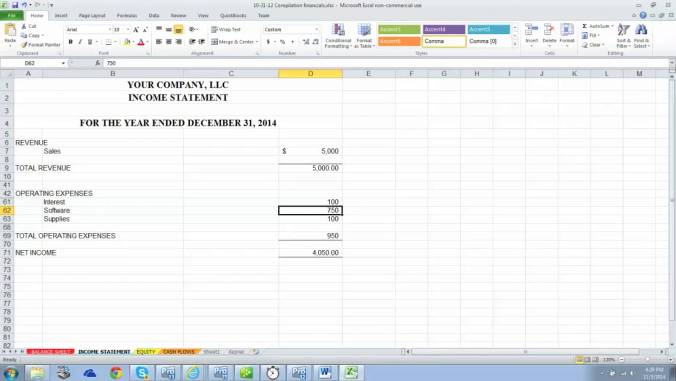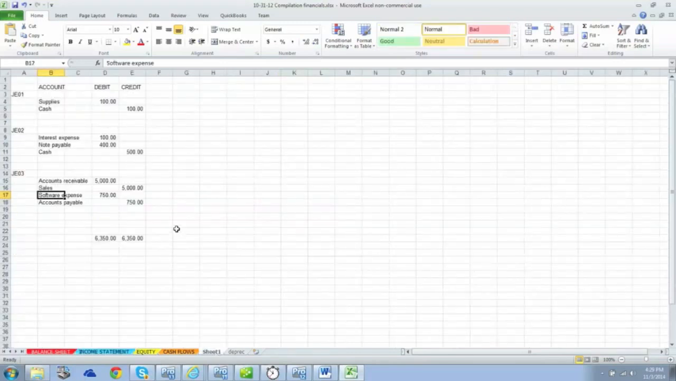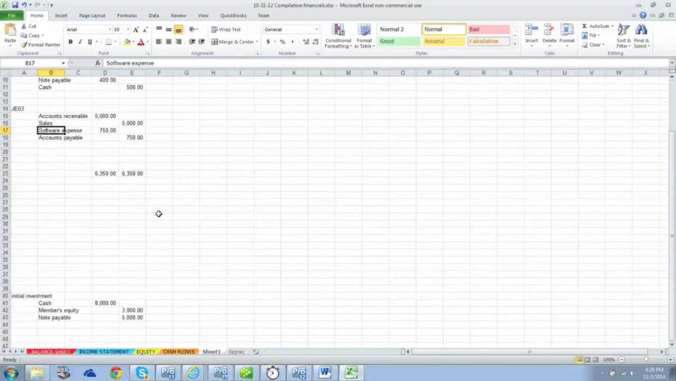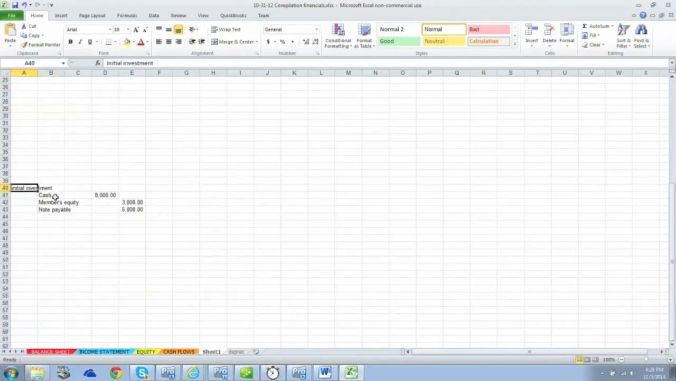And then finally, I forgot about this journal entry too. Your initial journal entry. Let's say to start your business, you had an initial investment of cash that you brought into the business of $8,000. So you're increasing the asset for $8,000. The way you got that $8,000 is $3,000 from personal funds. So you're crediting the money that you put into the business under members' equity for $3,000. You're increasing equity. And a credit from the bank for $5,000. So you borrowed $5,000 from the bank, and you're increasing note payable by $5,000.